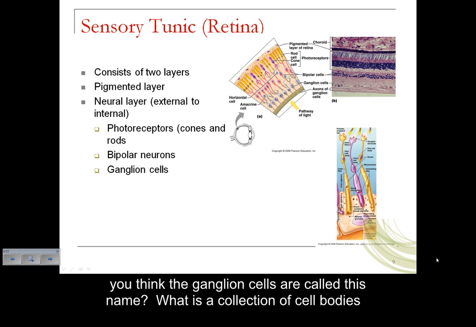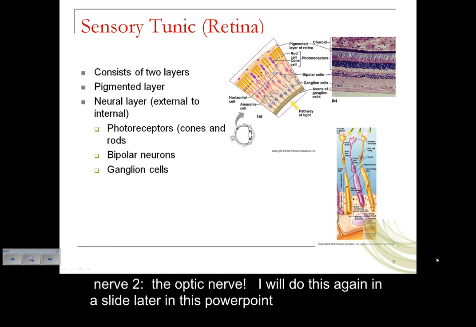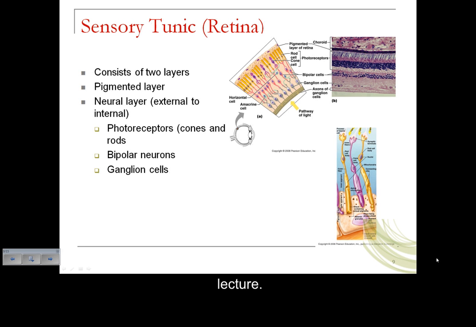Why do you think the ganglion cells are called this name? What is a collection of cell bodies outside of the central nervous system? A ganglion. These are the cell bodies for cranial nerve 2, the optic nerve. I will do this again in a slide later in this PowerPoint lecture.